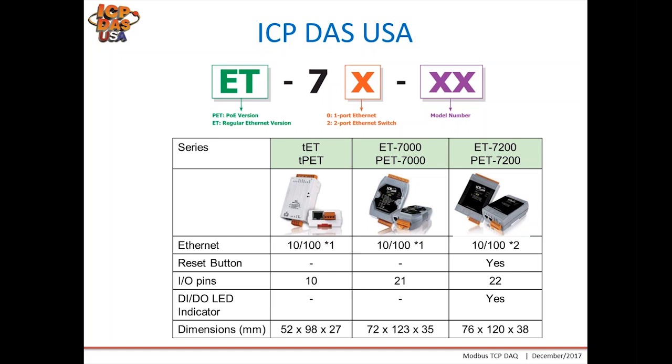The P in the part number simply means that it has a POE feature, or power over Ethernet, which requires a special Ethernet switch which will supply power to unused pins in the Ethernet cable, as well as provide for data communication.